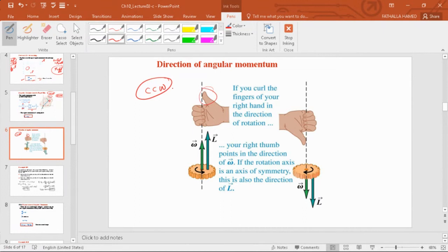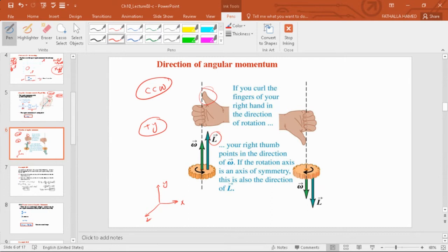Now, it depends on your choice of the axes. If you choose the x-axis to be this way, the y-axis to be this way, that's the plane, and the z-axis pointing out of the page. So you can say that your wheel here is in the xz plane, and in this case your angular momentum will be pointing in the positive y direction.